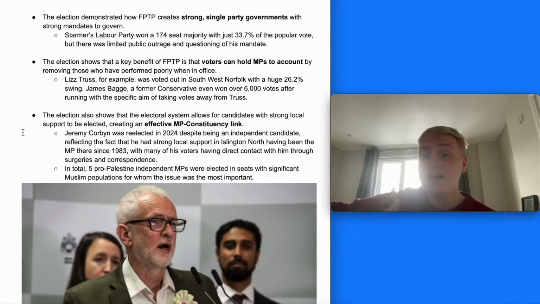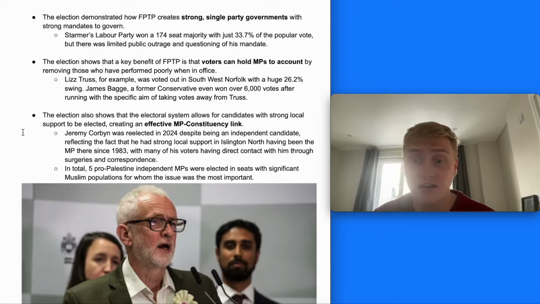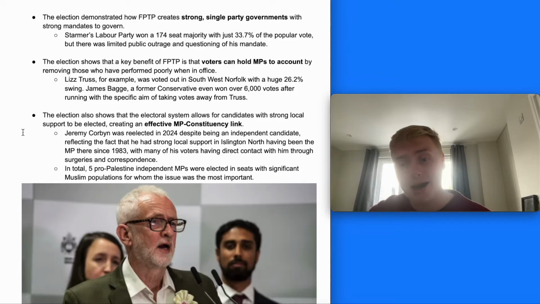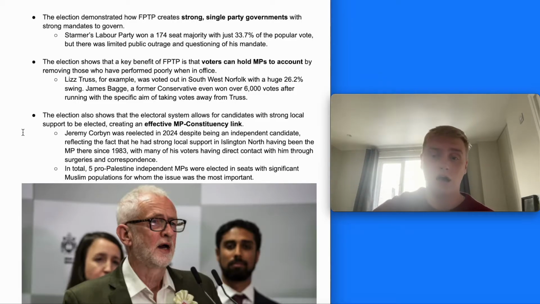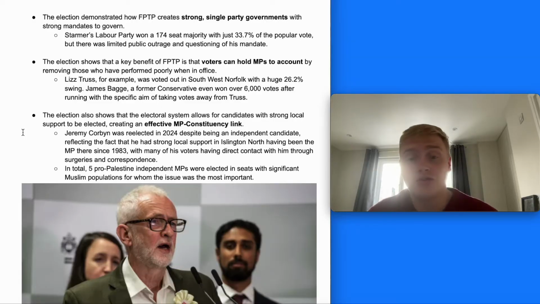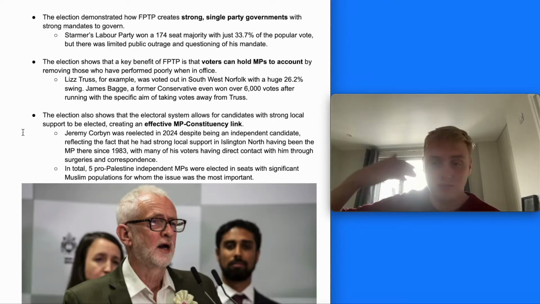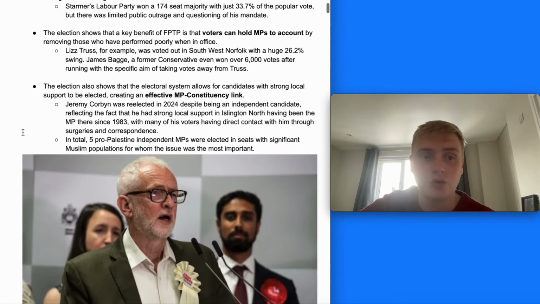The election also shows that a key benefit of first past the post is that voters can hold MPs to account by removing those who have performed poorly when in office, which is potentially not possible if you have a system like AMS, where you have party lists, where the parties decide how high people get up on that list. So you see that in particular, for example, in South West Norfolk, with a huge 26.2% swing in Liz Truss's constituency. Labour won, but James Bagger, former Conservative, even won over 6,000 votes after running with the specific aim of taking votes away from Truss. So it does enable voters to hold their MP to account.